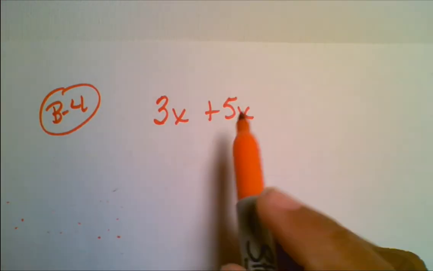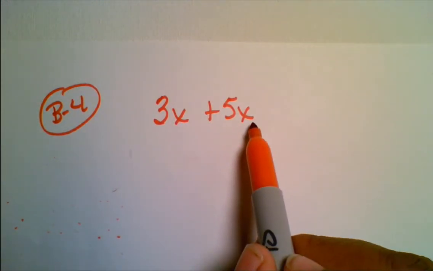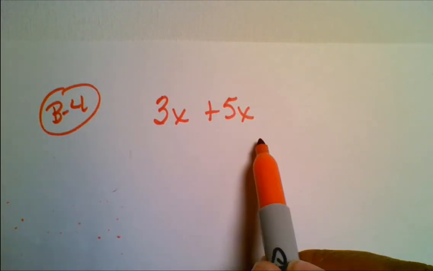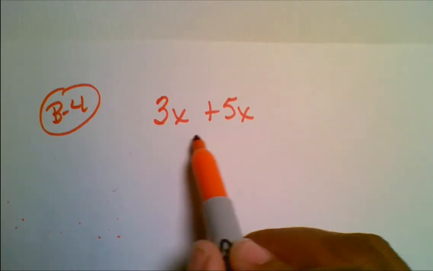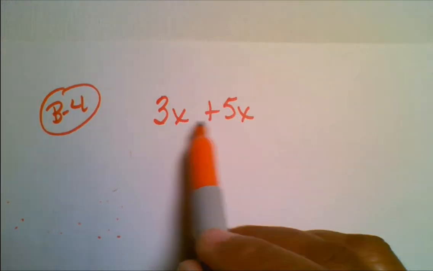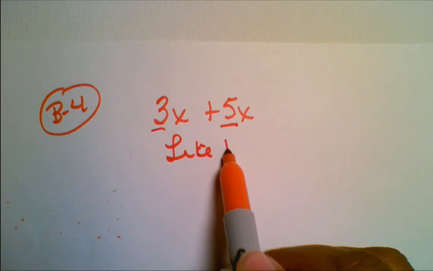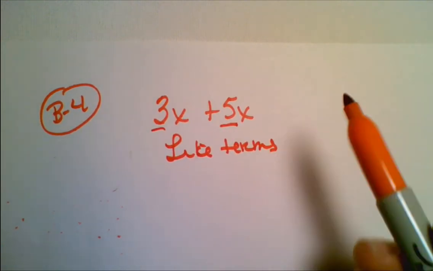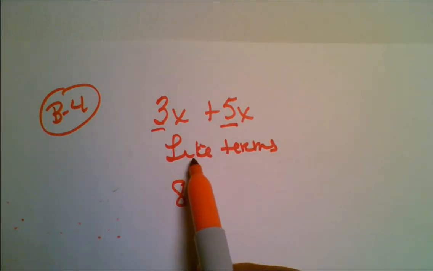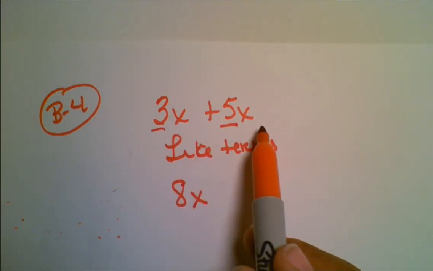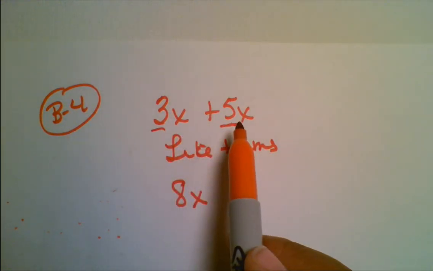Now, when we talk about terms versus factors, when do we add, when do we not add? Since we're adding, these are terms. Actually, this is a binomial. We're going to add the 3 and 5. These are like terms. That would give us 8, and we keep the common variable. With like terms, we do not change the variable, but we work with the coefficients.